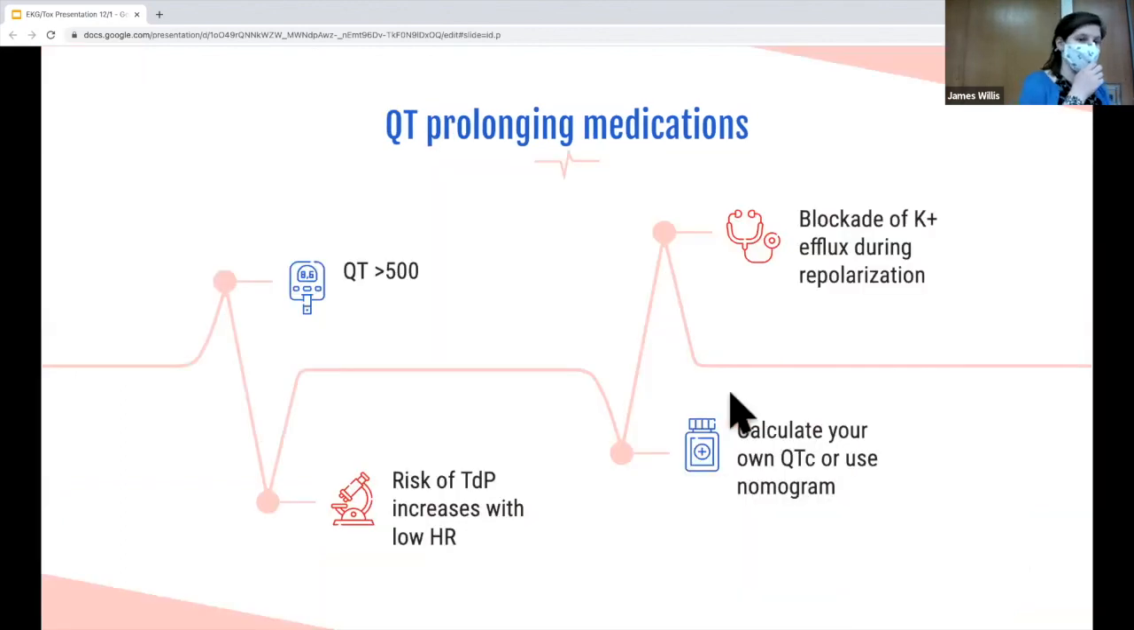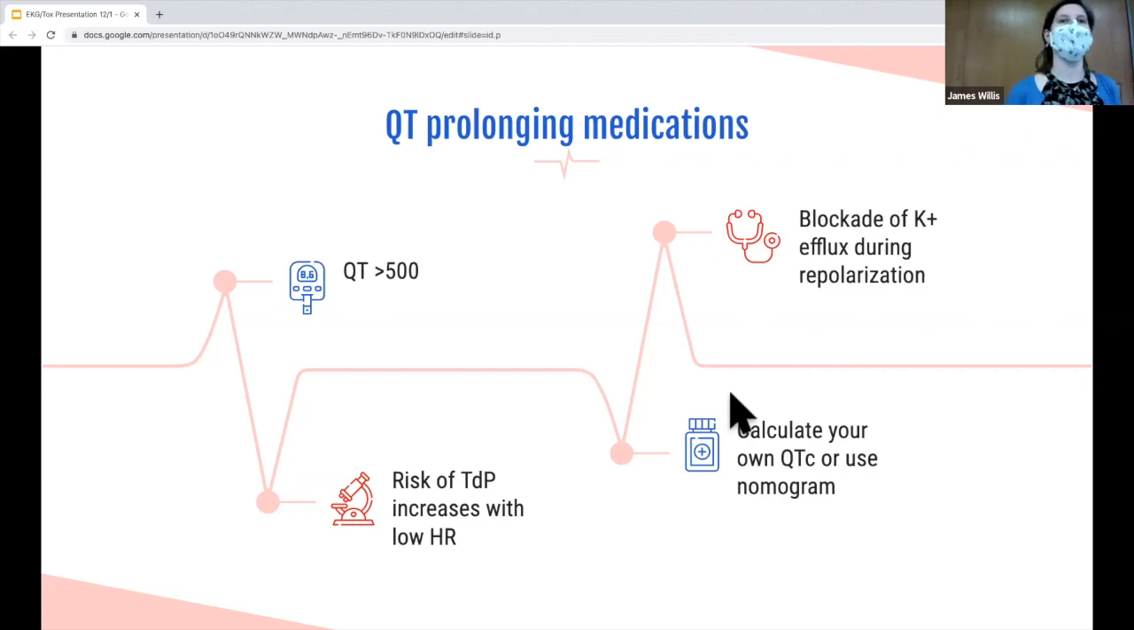So just to summarize, QT prolonging medications, you're looking for an absolute QT more than 500. It occurs due to blockade of the potassium efflux during repolarization. The increased risk of torsades occurs with low heart rate, and make sure that you calculate your own QTc or use a nomogram. I don't have questions about QT prolonging medications.